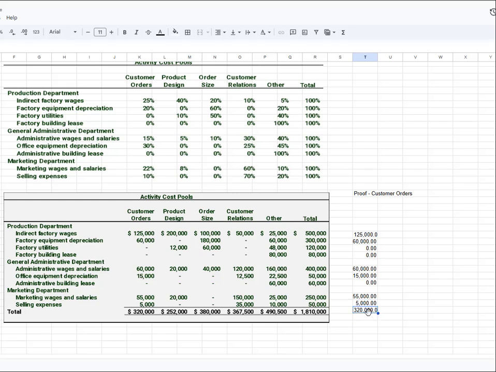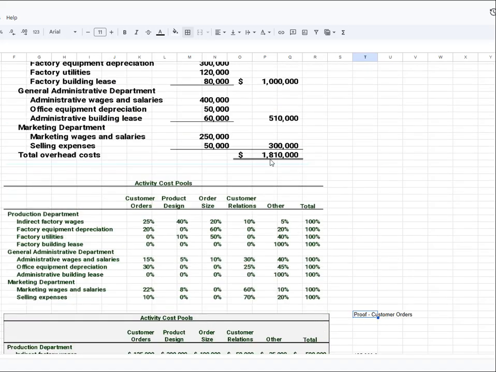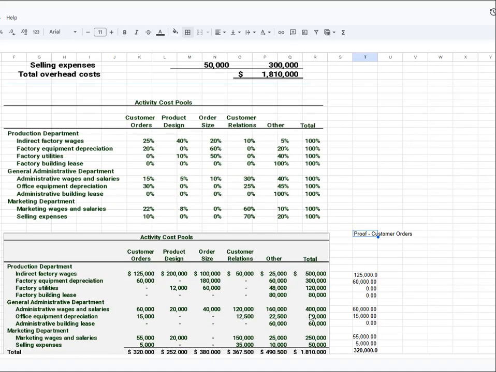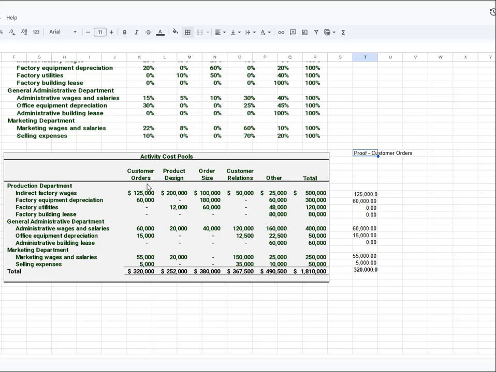And we're equal. Awesome. Okay. So from there, I encourage you to do the rest of this. You would see that the product design, the order size, customer relations, and the other would then math out the same way that customer orders did, and it would reconcile. So we still have the same $1.81 million worth of costs, but now we've put them into each activity pool for each of those individual overhead costs that couldn't be tied directly to a product.